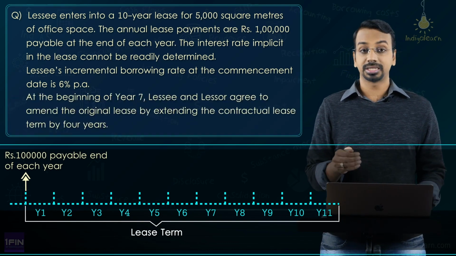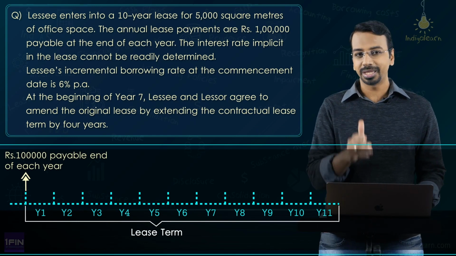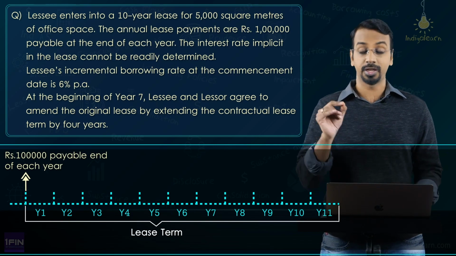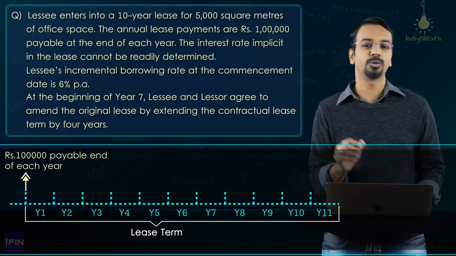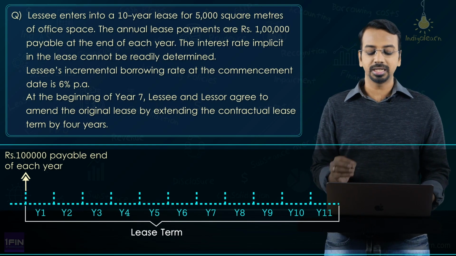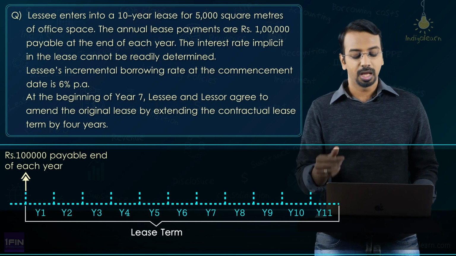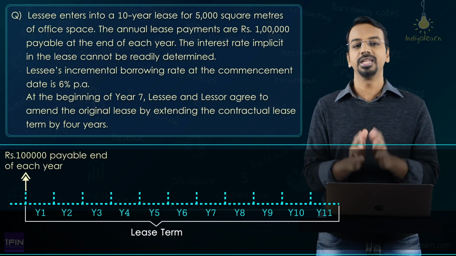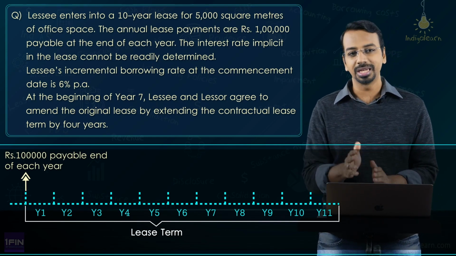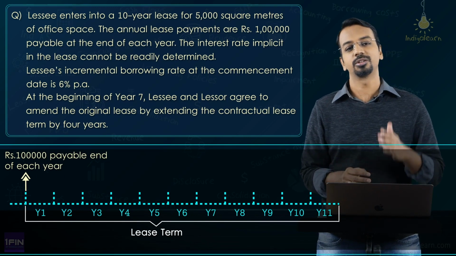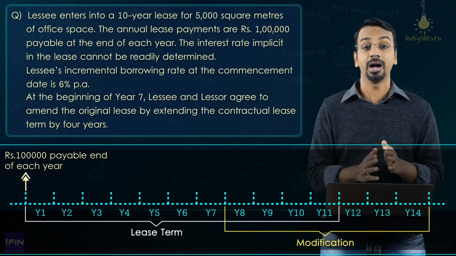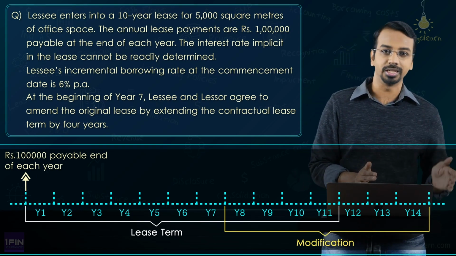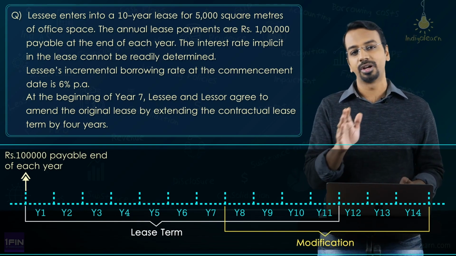At the beginning of year 7, now it is a 10-year lease, and at the beginning of year 7 means 6 years have already gone by. We are standing at the beginning of year 7. Be very careful while calculating the number of years. The lessee and the lessor agree to amend the original lease by extending the contractual lease term by a 4-year period. So, initially it was a 10-year lease. At the beginning of the 7th year, both of them sat together and said, okay, let us extend this by a 4-year period. Now, the total term, from the original commencement date, would be 14 years. And how many years have passed by? 6 years have already passed by.